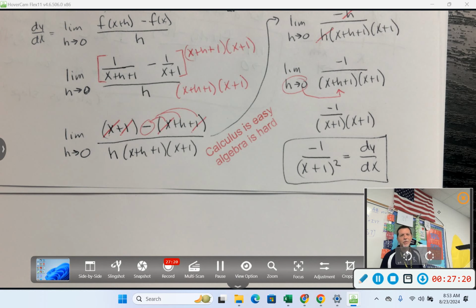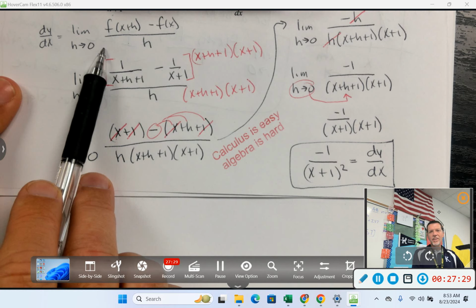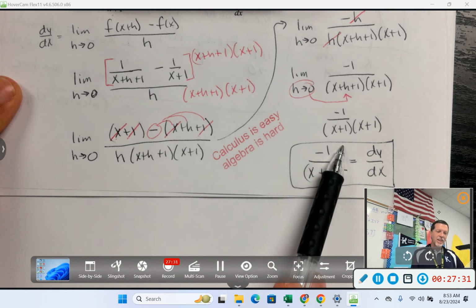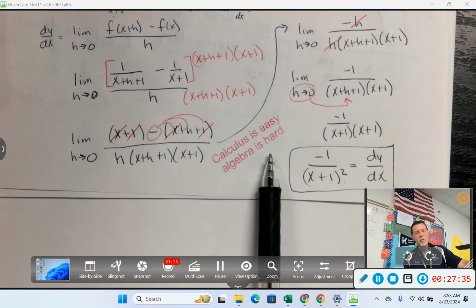Right? Like the algebra is the hard part. The calculus really isn't that bad. The calculus steps are write the definition of a derivative and then plug in h equals 0 at the end. Like that's the easy stuff. It's all the algebra in the middle that messes people up.